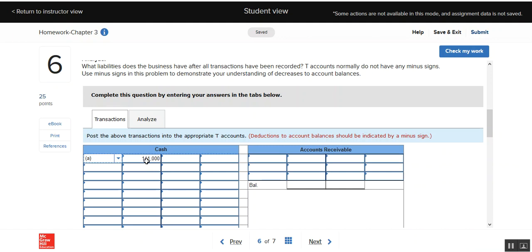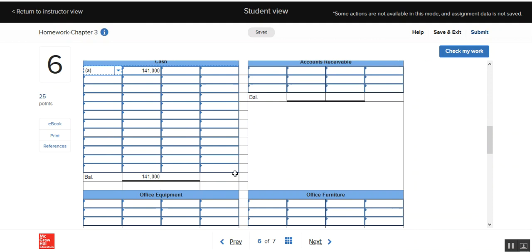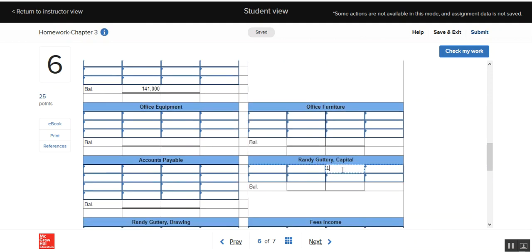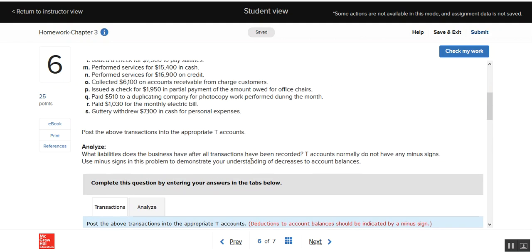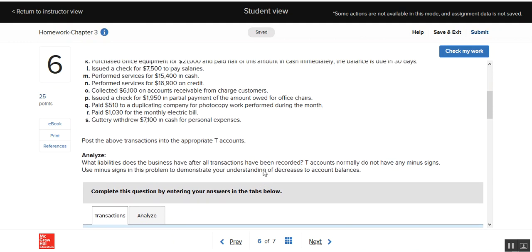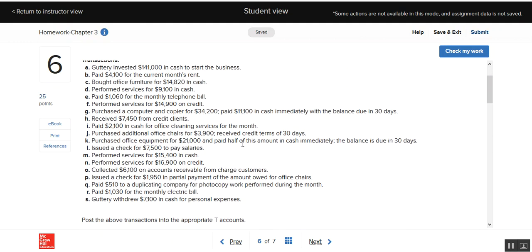Now, if you have a debit, you always have to have a credit. They have to be balanced. So here's our debit. Our credit goes down here in Randy Guttery Capital. It's the same amount, and it also needs that letter A so that it matches up. So you have to put in at least 2 things for each of these transactions, because one of them has to be a debit, one of them has to be a credit.